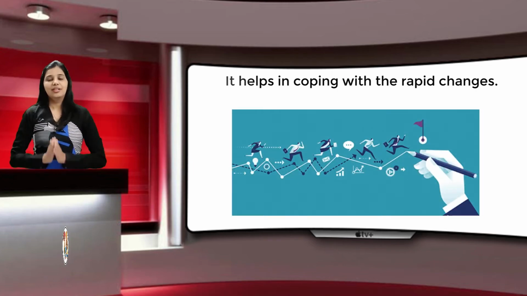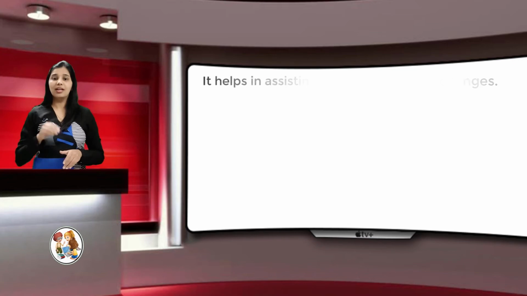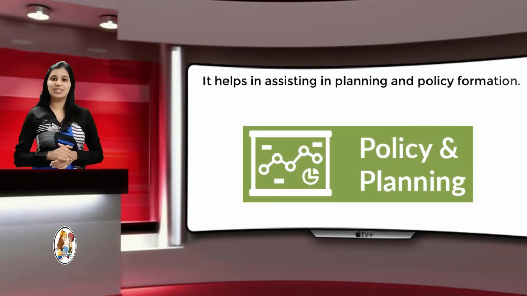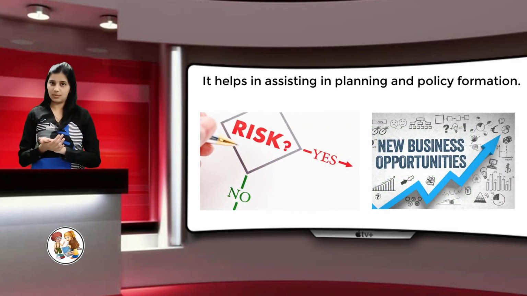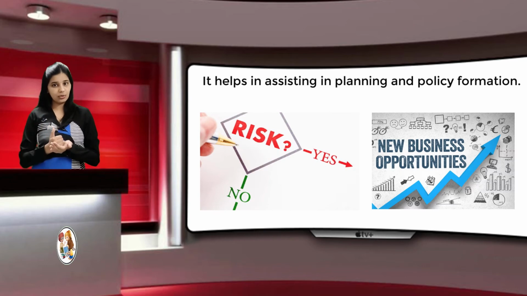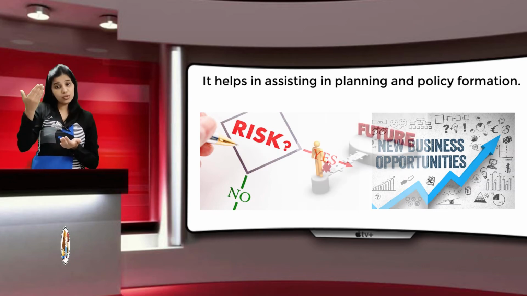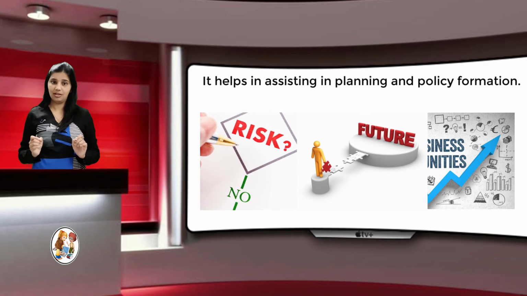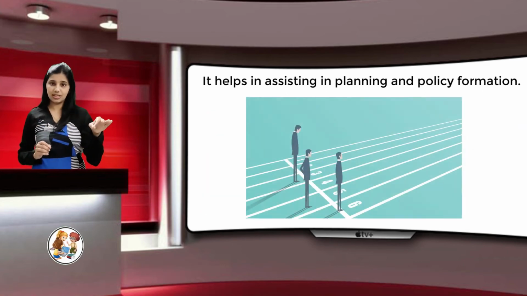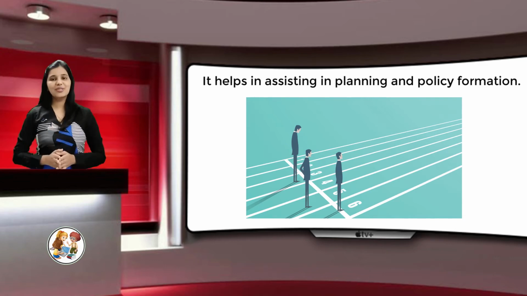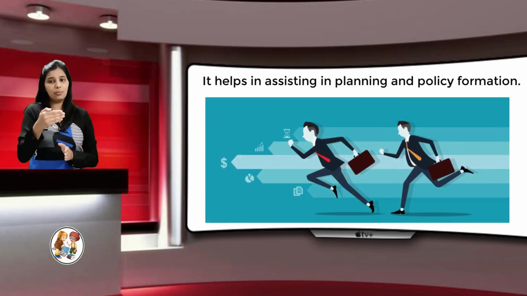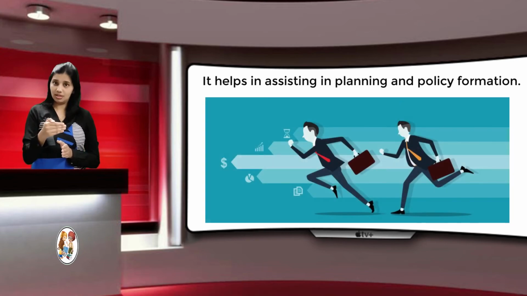Okay, good. The fifth point is, it helps in assisting in planning and policy formation. Business environment brings about both the threats and the opportunities to a business. Hence, understanding of the environment helps the management in the future planning and decision making. For example, competition increases with the entry of the new firms in the market. The management has to draft the new plans and the policies to deal with the new opportunities, new competitors, right?